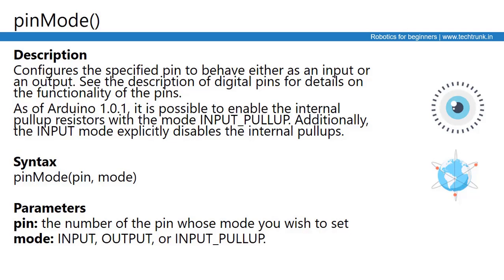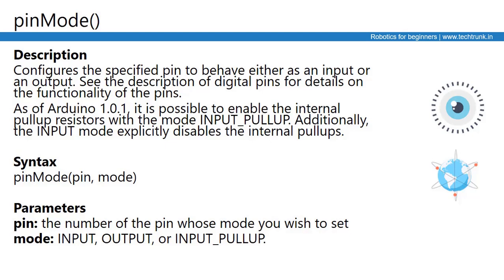You can see the description of digital pins for details on the functionality of the pins. As of Arduino 1.0.1, that is Arduino Uno R3 as well, it is possible to enable the internal pull-up resistors with the mode INPUT_PULLUP. Additionally, the INPUT mode explicitly disables the internal pull-ups. So you can define the pin mode as INPUT, OUTPUT, or INPUT_PULLUP. The syntax used is pinMode, where M is capital, then the pin, then the mode. The parameters that you pass are pin and mode.